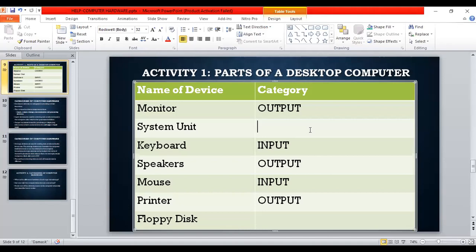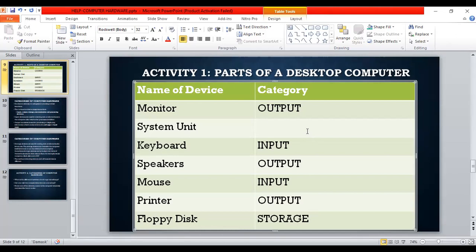Floppy disk is a storage device. Why? Give us a reason why. Why is it a storage device? Like information is put on it, for storage, to store. Okay. Thank you, 5. I think that's the only hand we had.